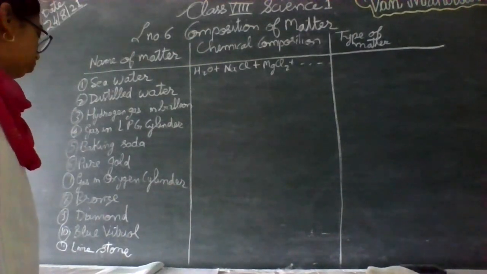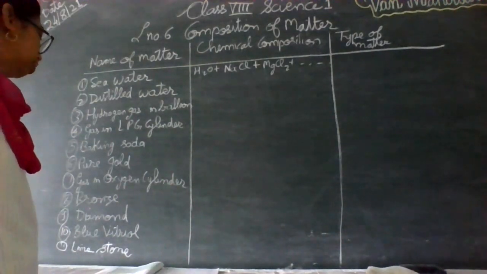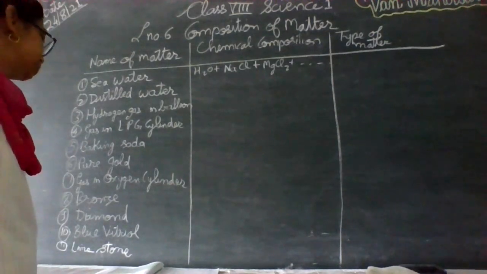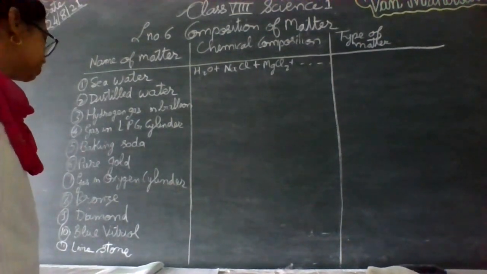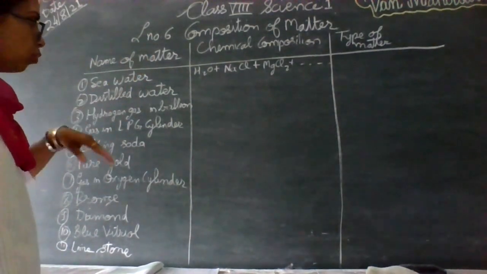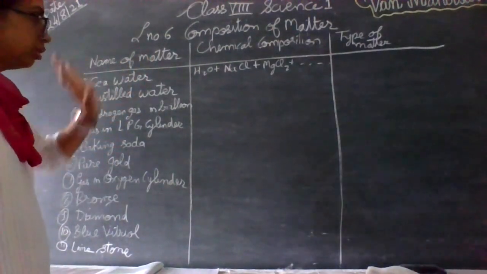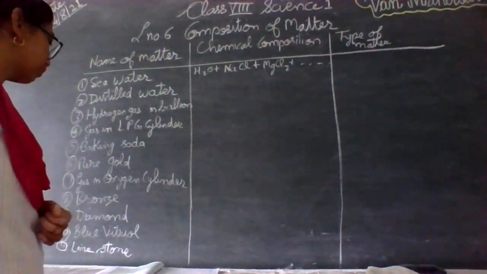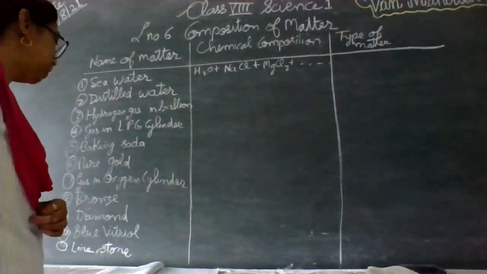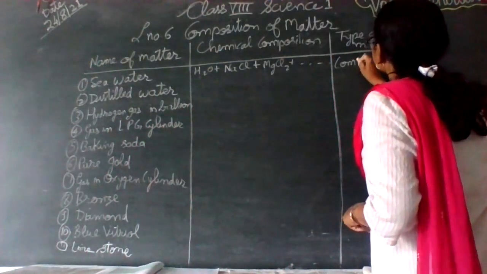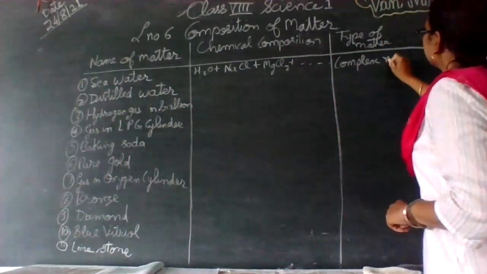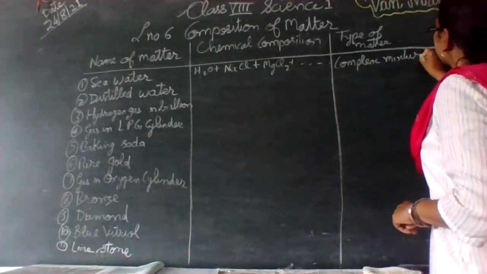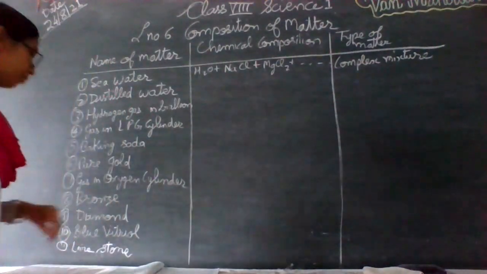So what will seawater be? Which type of matter is it going to be? We can easily separate water by evaporation, sodium chloride also by that process, and other chemicals from seawater. Therefore, we can call it a complex mixture. So seawater is a type of complex mixture.